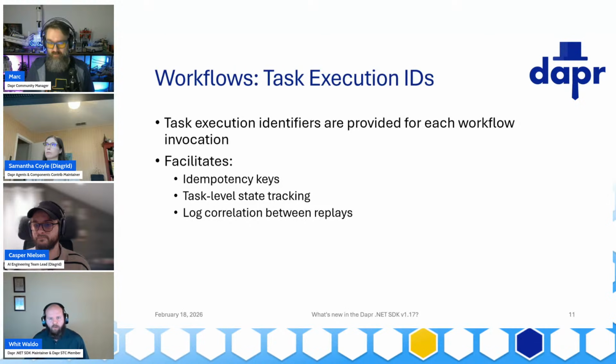and used. We've got task execution IDs. These were implemented in the runtime in 1.16, but they're only coming to the SDK now. They largely allow you to have identifiers that are accessible off the workflow context, so that you can identify when a workflow or an activity is replayed, to understand it is a different invocation than the previous one.